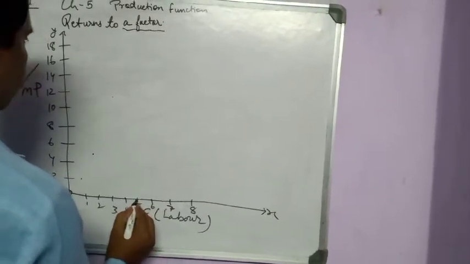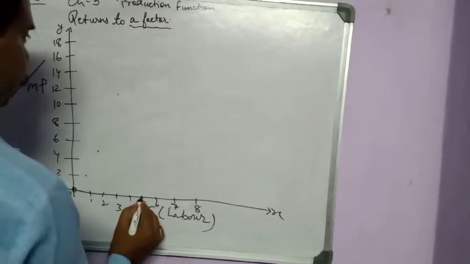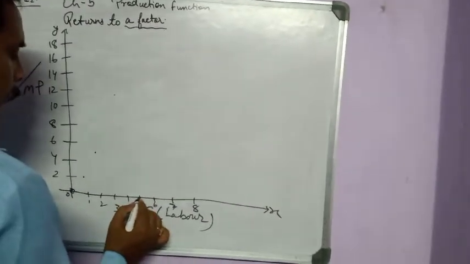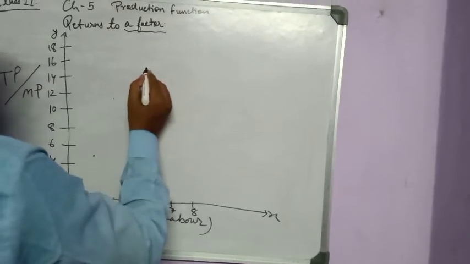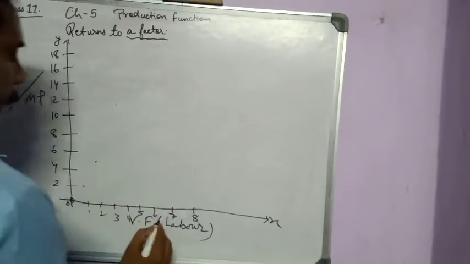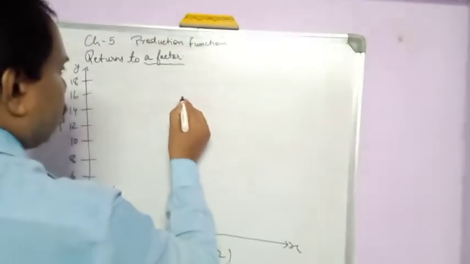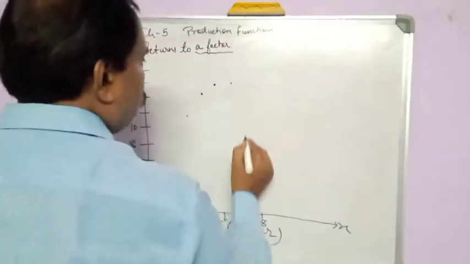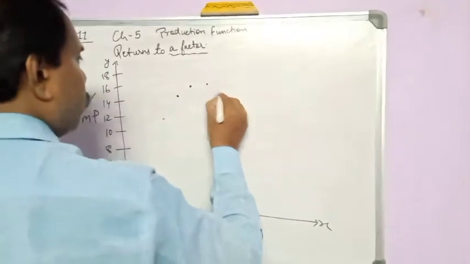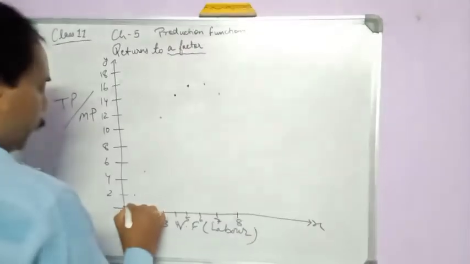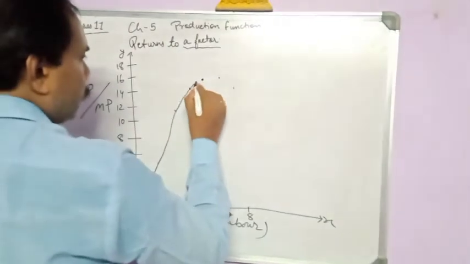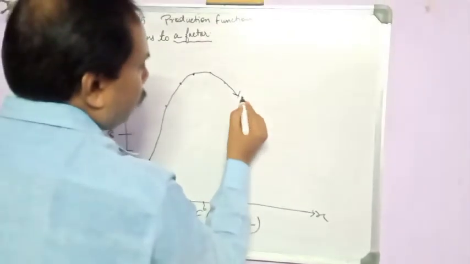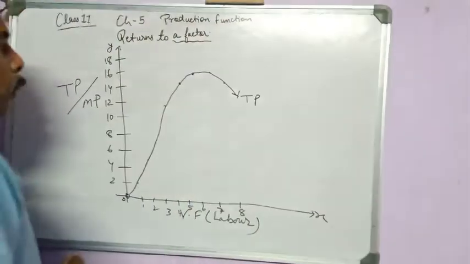When we apply the fifth laborer, our total production is 15. When we apply the sixth laborer, our total production is again 15. When we apply the seventh laborer, suppose our total production is 14. Okay, so what do we find? We find that the total production is increasing, reaching a point it becomes constant, and after that it starts to decline. So this is TP, total production.